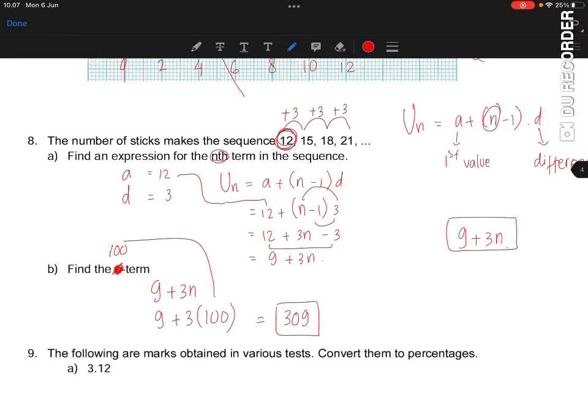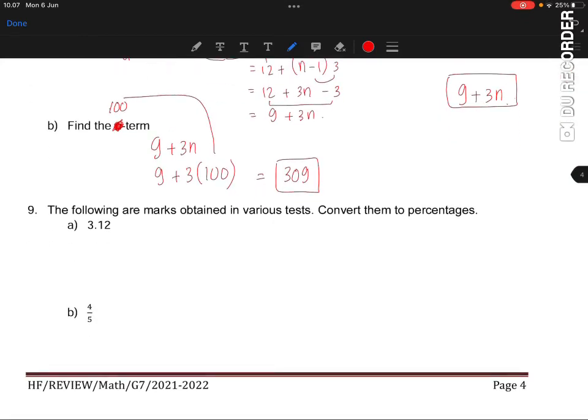Finish. Move on to number 9. The following are marks obtained in various tasks. Convert them to percentage. It's easy. If you want to convert any number, fractions, decimal, or whole number into percentage, just multiply them with 100%. Multiply them with 100%, so you will have 312%.